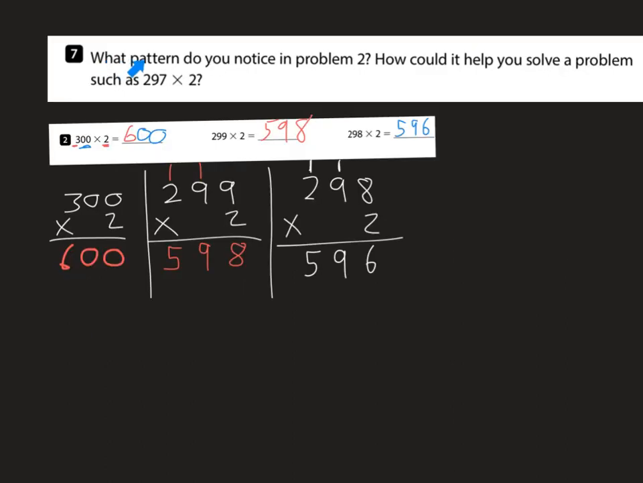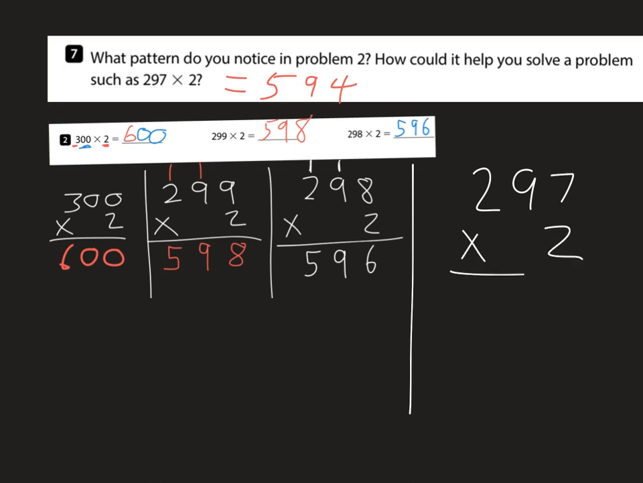All right, number 7. It says, what pattern do you notice in problem 2? How could it help you solve a problem such as 297 times 2? Well, you can see we have 300, we have 299, we have 298, then 297. So each time I'm one less, and then finally one less. So we take 2 away from 600, get 598. Take 2 away from 598, get 596. And then finally we'll take 2 away from 596 to arrive at 594.